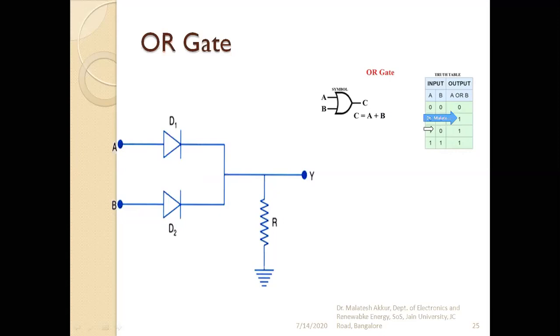The same way, the next condition: A is 5 volts and B is 0 volts. This is 5 volts, this is 0 volts. This conducts, this does not.